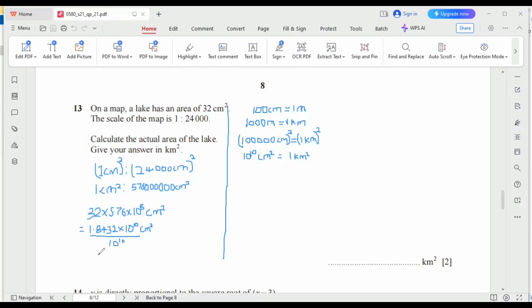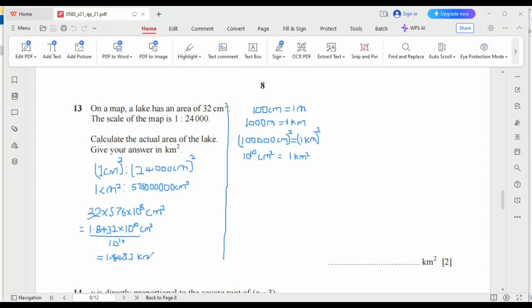So when you divide this by 10 to the power of 10, you get 1.8432. So you see, even writing it in standard form has its benefits. We're able to divide quickly without having to rely on our calculator. So it will be 1.8432 kilometers squared. So that's going to be our answer.